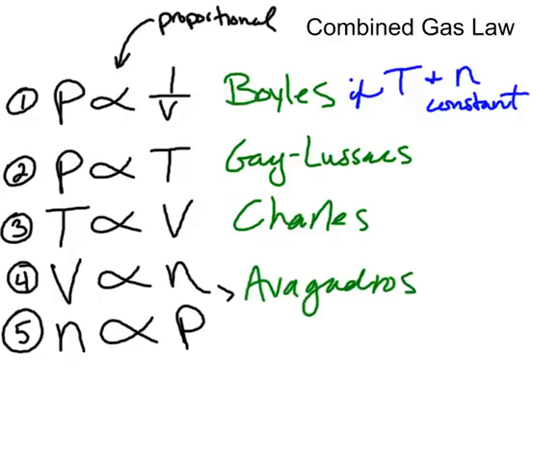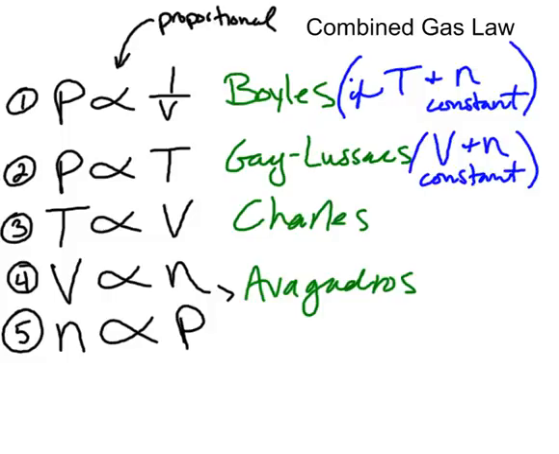And it's really simple to find out what the conditions are. It all has to do with the other two variables. So for example, in the second one with Gay-Lussac's law, pressure and temperature are involved, which means volume and number of moles need to be constant for Gay-Lussac's law to work. Same thing with Charles' law. It would be pressure and number of moles need to be constant.